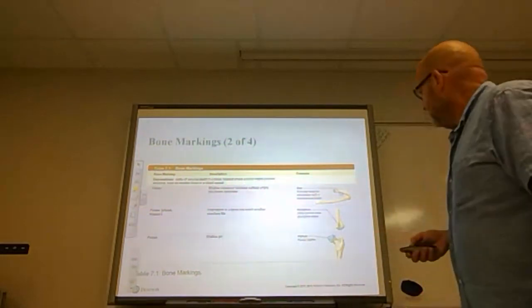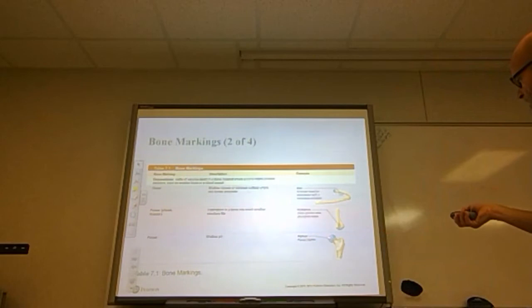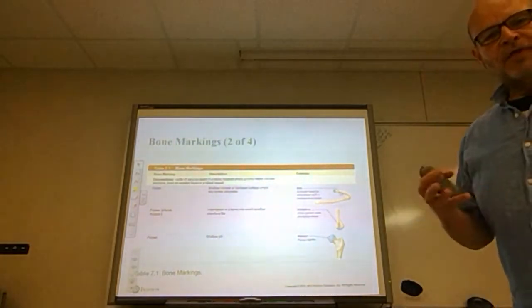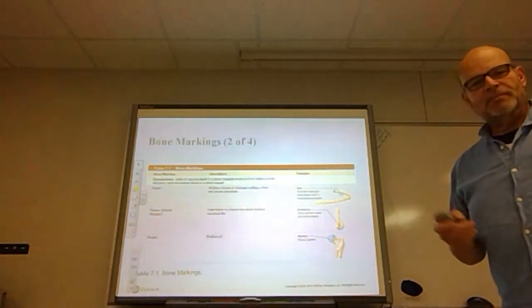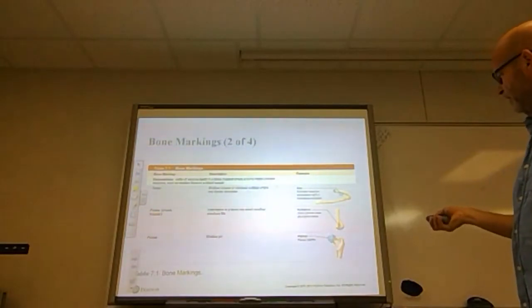A fovea is a shallow pit. The fovea capitis is the little hole that is at the end of the femur. There's actually a major nerve and blood vessel that come through that fovea capitis. And when I teach lab, that's one of the things that I always point out. That's usually a point on a test: what is the name of that little structure in the head of the femur.